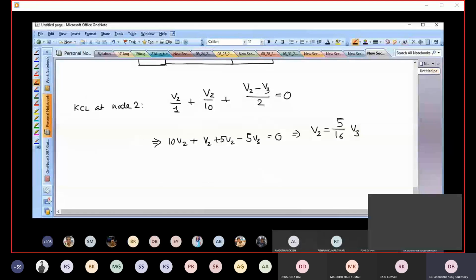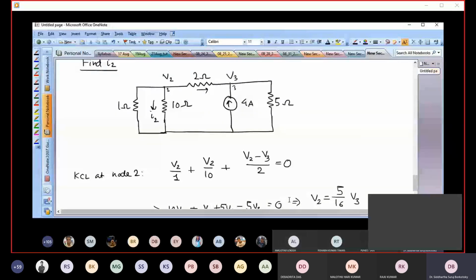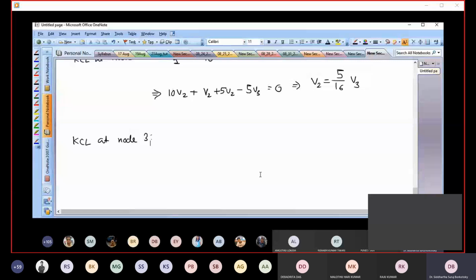Now, what about KCL at node 3? Of course we have V2 and V3, so we need to have two equations. Although we finally need only V2, just writing one KCL equation is not sufficient to give us V2. So we want to write down two equations. So one equation is the KCL at node 2, and the other equation would be KCL at node 3.